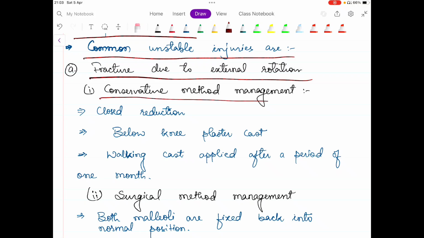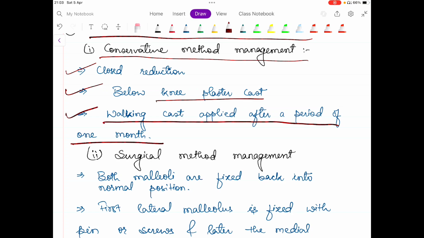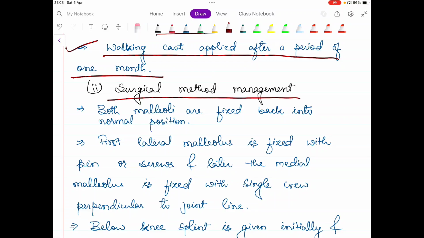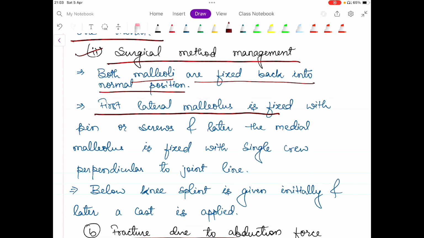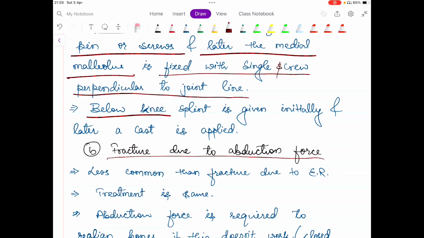Two types of management can be done. The first one is conservative management, in which closed reduction is done, a below knee plaster cast is applied, and after a period of 1 month, a walking cast is applied. The second method is surgical management, where both malleoli are fixed back into the normal position. First, the lateral malleolus is fixed with pin or screws, and then the medial malleolus is fixed with a single screw, perpendicular to the joint line. So this is the surgical management. Now, a below knee splint is given in the initial stages and then later on a cast is applied.